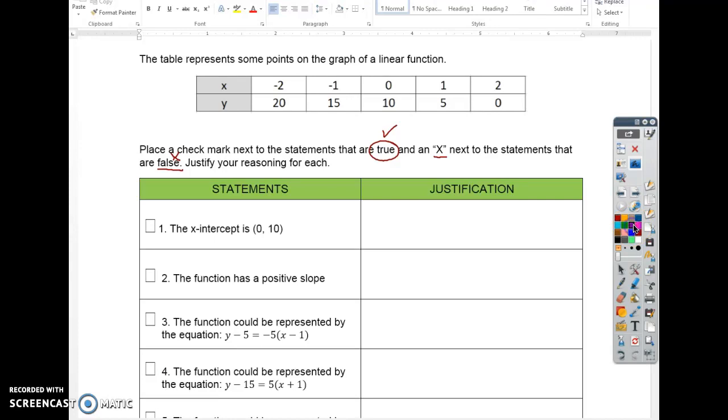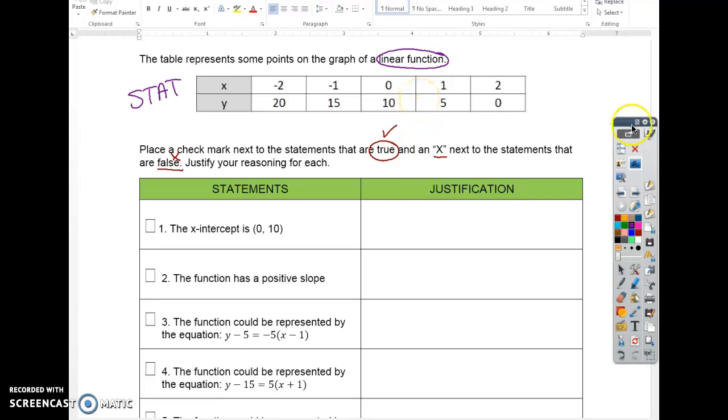Before we can answer any of these questions, okay, you got to look at the table. It says the table represents some points on a graph of a linear function. So I know that it's going to be a linear function. I also know that they only gave me a table. So what do we do with tables? You put them in stat. So let's write that down. Tables go in stat.